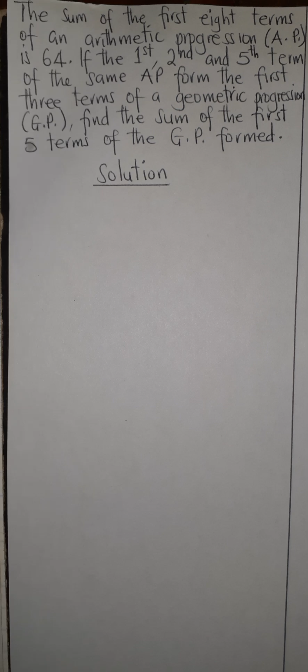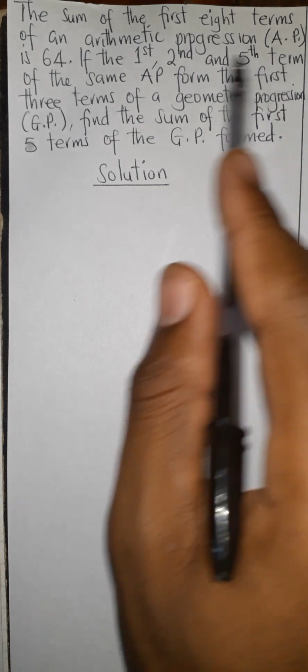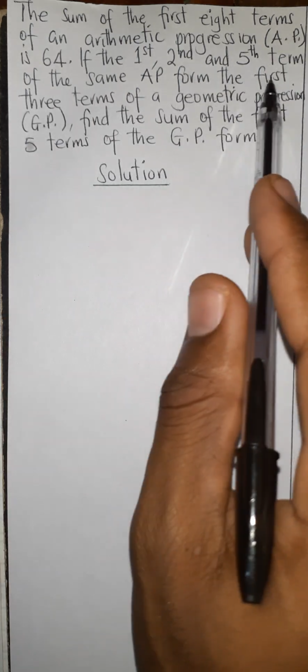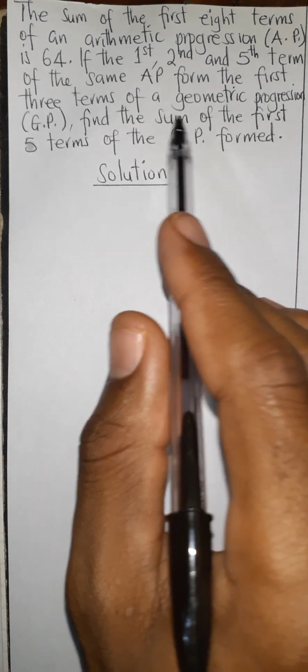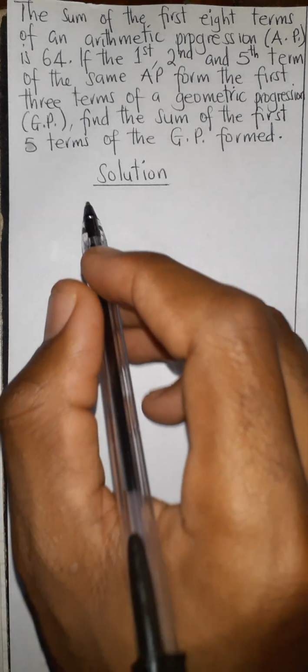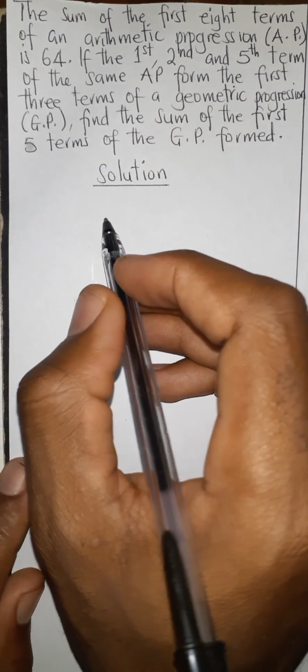In this video, I'd like to show you how we solve a question involving arithmetic progression and geometric progression. So here is the question. The sum of the first 80 terms of an arithmetic progression is 64. If the first, second, and the fifth term of the same AP form the first three terms of a geometric progression, find the sum of the first 5 terms of the GP formed.